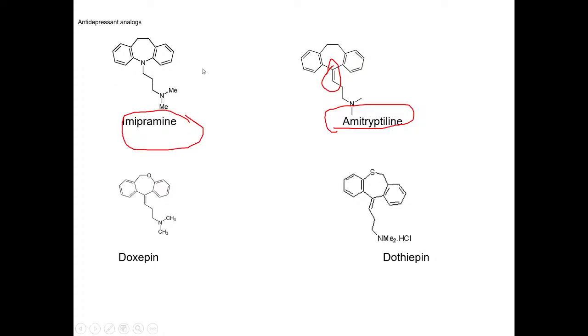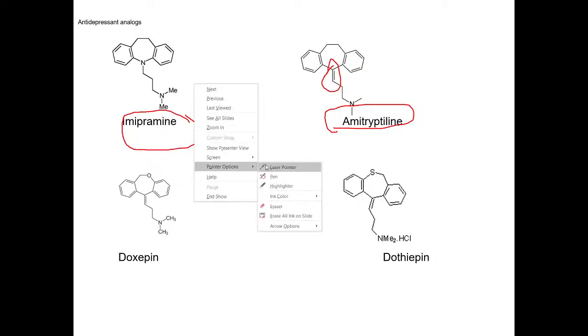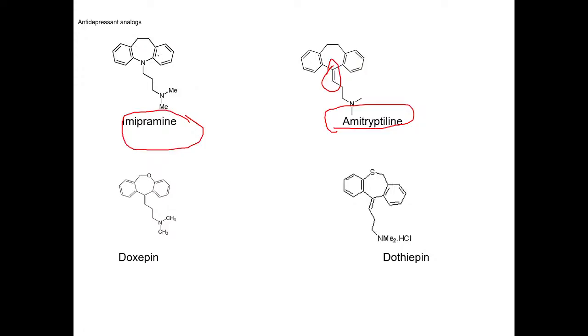So here the nitrogen is replaced with carbon. So one more change is introduced here. What is the change when comparing imipramine and amitriptyline? One double bond is also formed, because nitrogen is trivalent, whereas carbon is tetravalent. Correct. And doxepin and imipramine, what is the difference?